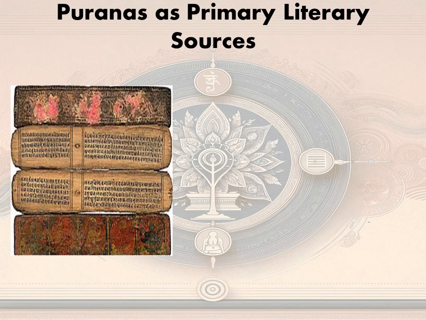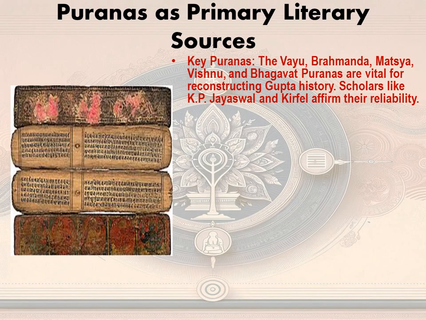Puranas as the primary literary sources. So, how were the Puranas important and how do they act as the basis of literary source of the Gupta period? Key Puranas, the Vayu, Brahmanda, Matsya, Vishnu, and Bhagavad Puranas are vital for reconstructing Gupta history. Scholars like K.P. Jaiswal and Kirfel affirm their reliability.